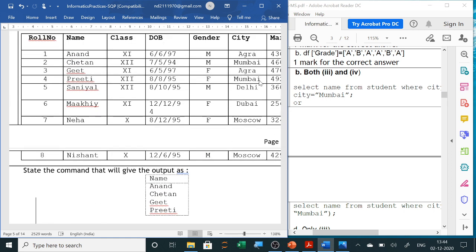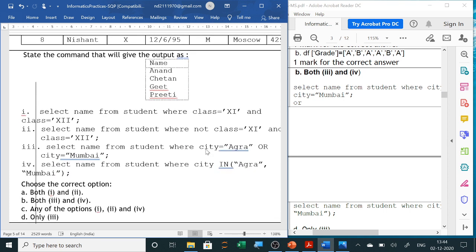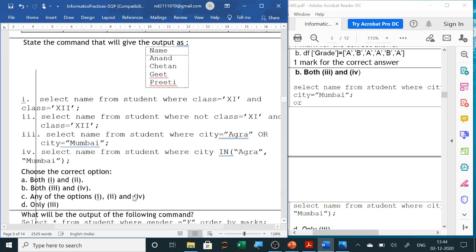Yes, first 4. You can see the first 4 answers they have given: Anand, Chetan, Geet and Preeti. So only the first 4 you can see here, Agra and Mumbai. So we will write select name from table name where city. 2 methods are there to check. One method is where city equals Agra or city equals Mumbai, and the second method is where city in Agra, Mumbai. So these 2, third and fourth options are correct. So B option, we will write here B, both 3 and 4.